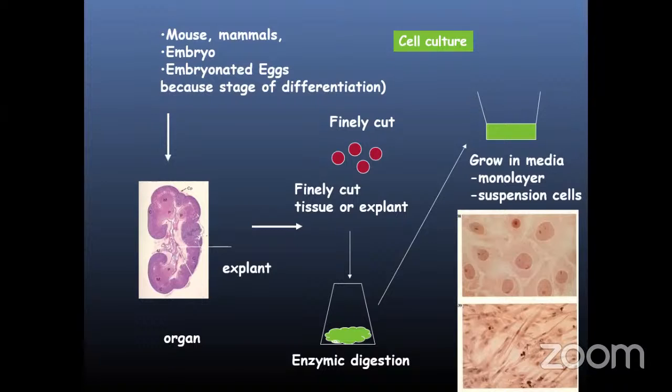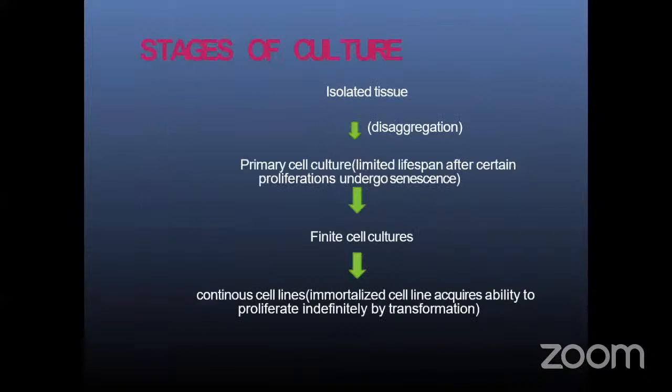So this is just the overall basic idea of how we have to culture. Then we can do subculturing and all these things, which we will discuss in detail again. So first of all, these are the stages of culturing. First, we have to isolate the tissue. Once you get the tissue, you have to disaggregate, which means you have to make it into small pieces mechanically. Once you have the pieces, you have to add enzymes. Then you will get single cells.